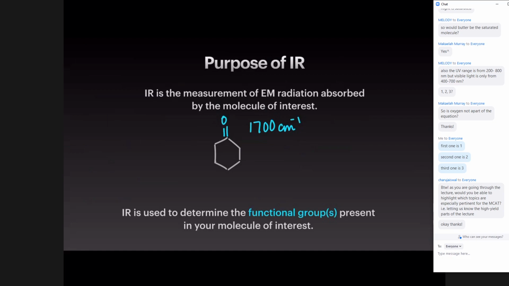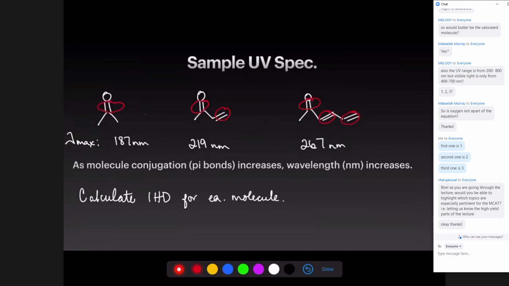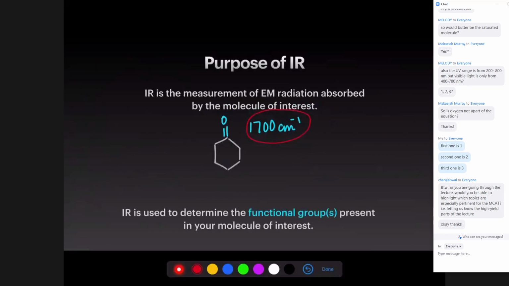So when you know these key absorbances, you'll be able to pick out those functional groups very quickly.